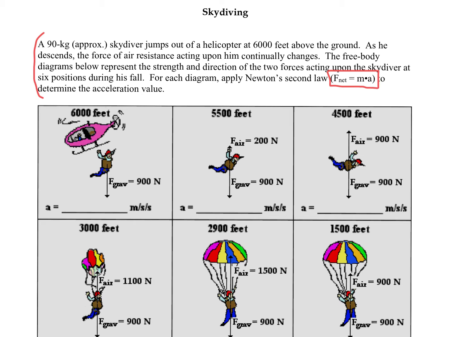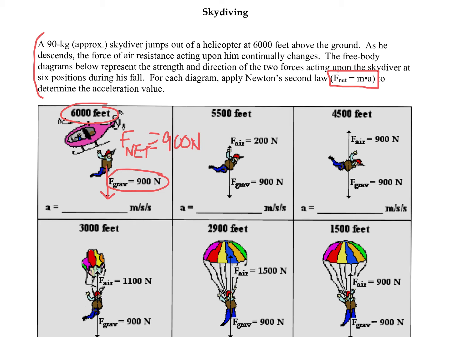All right, so our very first box here, box number 1, we're at 6,000 feet. That doesn't really do much for us, but we know that there is only one force acting on this diver right at the beginning. So overall, that force of gravity is 900 newtons, which means that the overall net force on that person is equal to negative 900 newtons, or 900 newtons down.